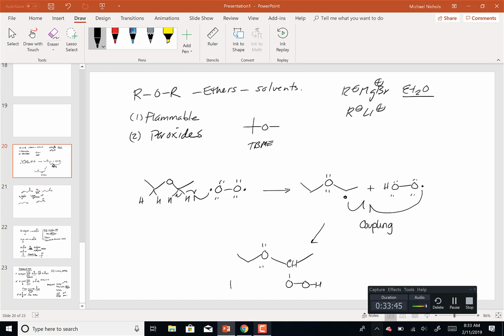And so this is called an organic peroxide. Hydrogen peroxide is HOOH. An organic peroxide is either ROOH or ROOR. We saw that last semester when we talked about anti-Markovnikov addition of HBr. That's when we used ROOR. So this is an ether peroxide that I just made.